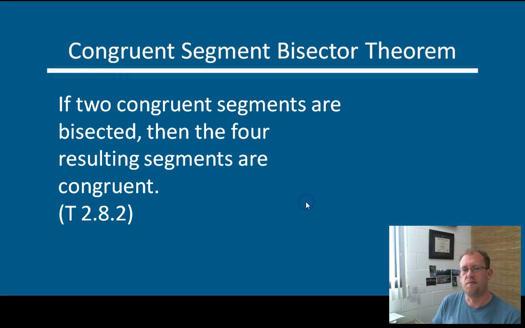Congruent segment bisector theorem. If 2 congruent segments are bisected, then the 4 resulting segments are congruent. This is pretty simple, right? I have a segment and I can bisect it and get 2 equal halves. If I have this segment and another segment that are congruent, they're the same thing, the same measure, and I bisect this one and I bisect this one, I now have 4 halves that are all the same, right? Makes sense, common sense stuff.